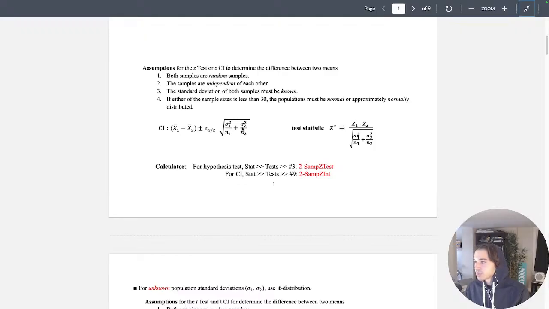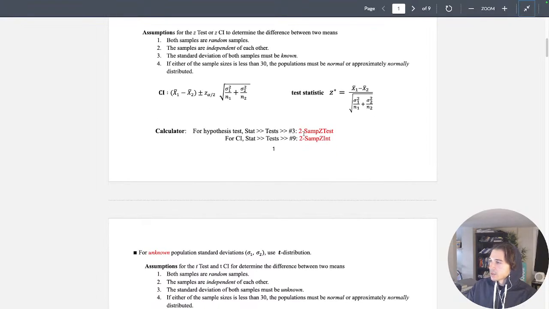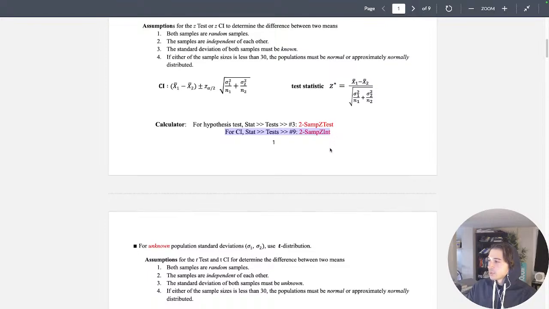Confidence interval: x bar 1 minus x bar 2 plus or minus this margin of error, which is z alpha over 2 times square root of sigma 1 squared over n1 plus sigma 2 squared over n2. And the test statistic z star equals x bar 1 minus x bar 2 over square root of sigma 1 squared over n1 plus sigma 2 squared over n2. On calculator, two sample z-test or two sample z-int. So for hypothesis test, you use two sample z-test. For the confidence interval, it's two sample z-int.